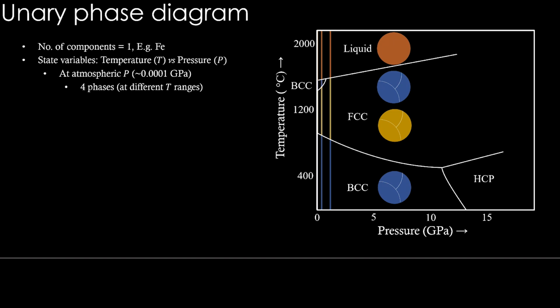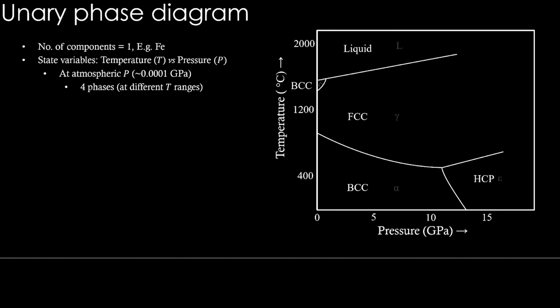So these phases are not named like this, BCC, FCC, that is the name based on the crystal structure. And here it is liquid for high temperature phase. But this kind of names may not be used in different places. So these Greek letters are used: alpha, gamma, delta, L for liquid, epsilon for HCP, like that. So these are single phase regions: alpha, gamma, delta, and liquid.